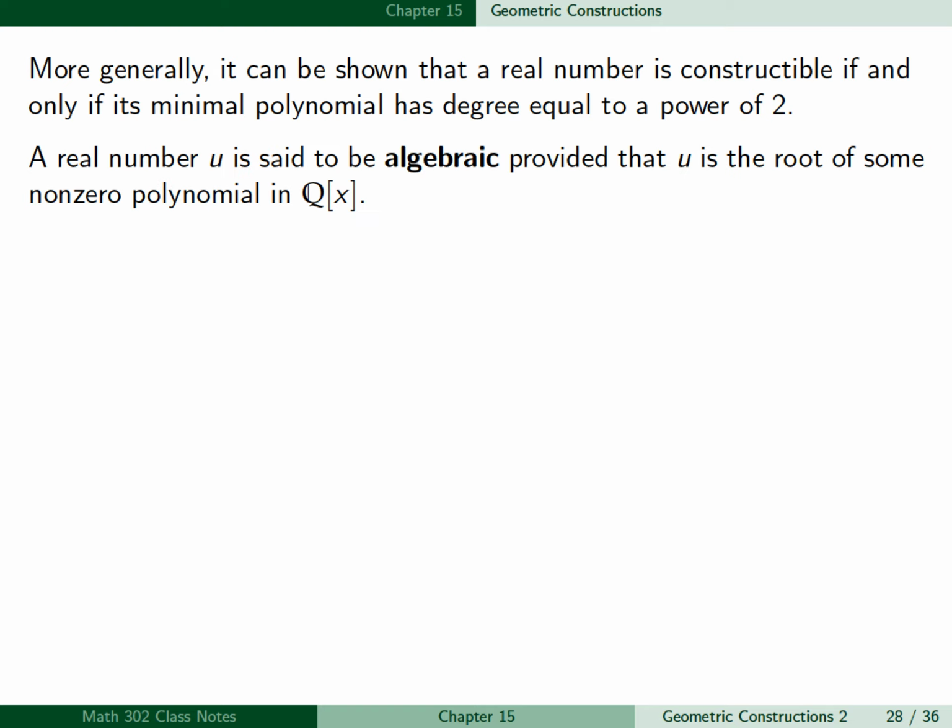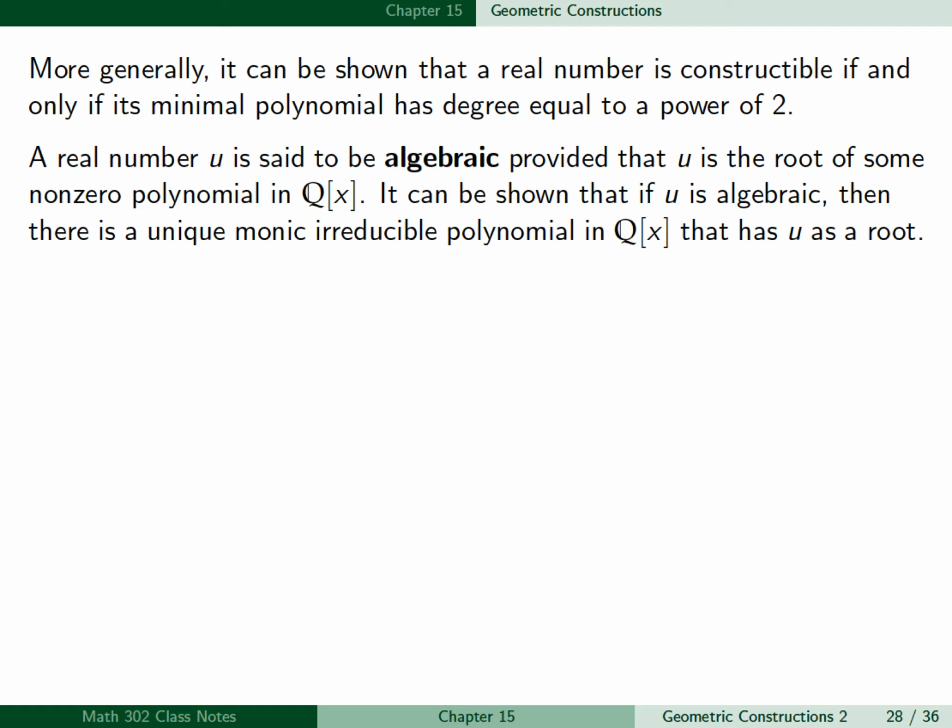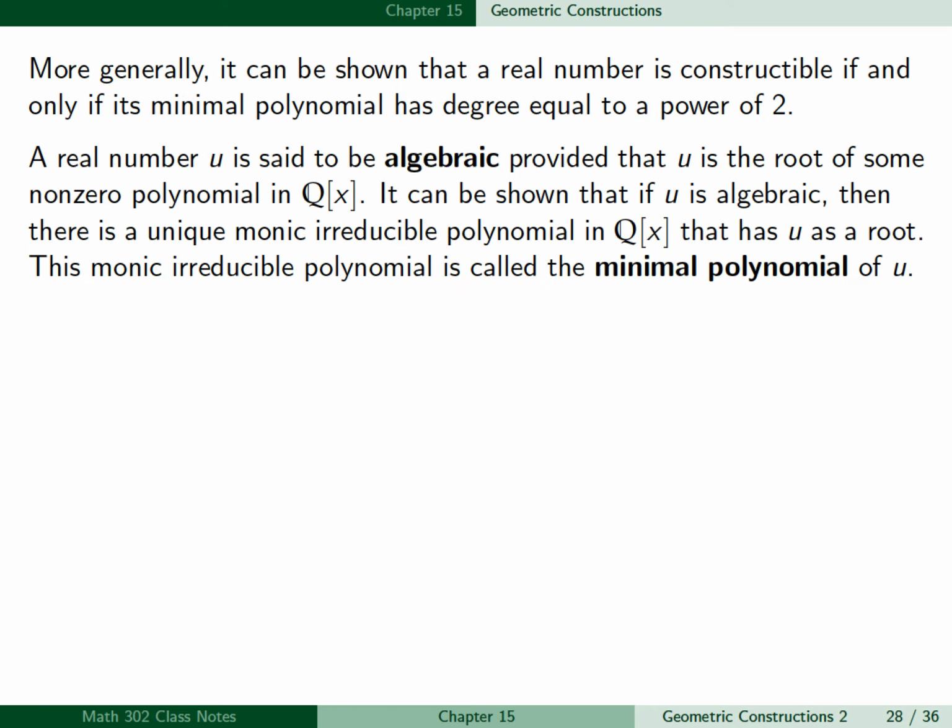So a real number u is said to be algebraic provided that u is the root of some non-zero polynomial in Q[x]. It can be shown that if u is algebraic, then there is a unique monic irreducible polynomial in Q[x] that has u as a root. And this monic irreducible polynomial is called the minimal polynomial of u.